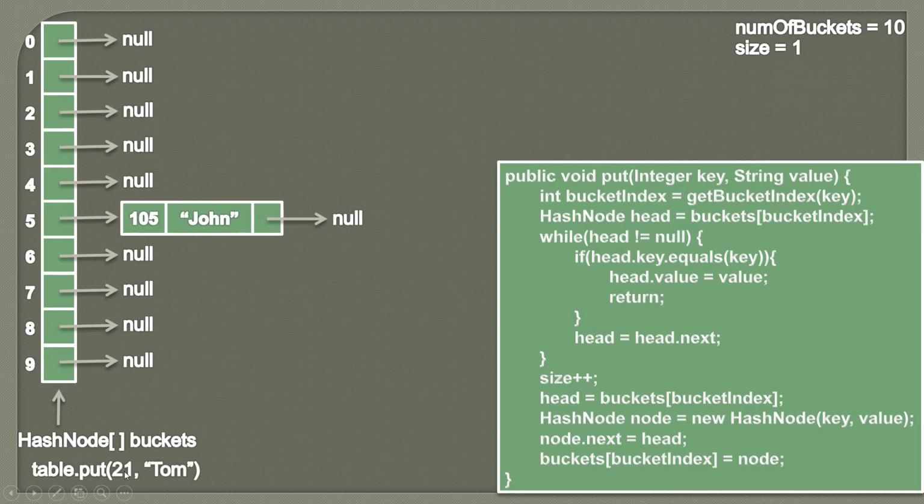So let's put one more key value pair where key is 21 and value is Tom. So size is already 1, key is 21, value is Tom. We first calculate the bucket index from our hash function. So when we'll call get bucket index, we pass in the key. So 21 when divided by 10 will give remainder as 1. So the bucket index will become 1.